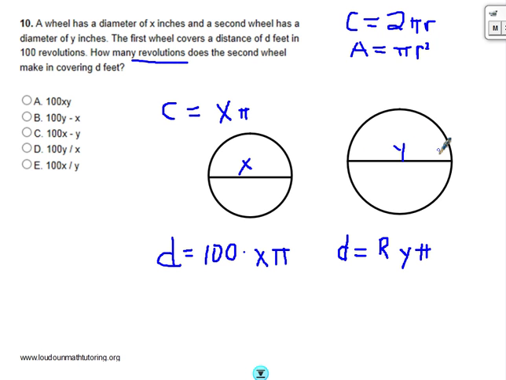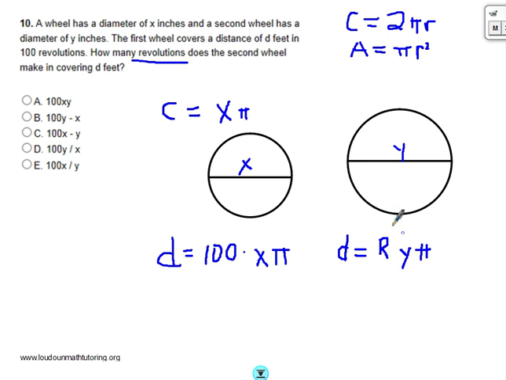Right? I thought this problem was a little confusing because d usually is the variable we do use for diameter. So in this case, we're not using d for diameter, we're using d for the distance that this first circle's traveling in 100 revolutions. So I wish they would have used another variable, but in this case they didn't.